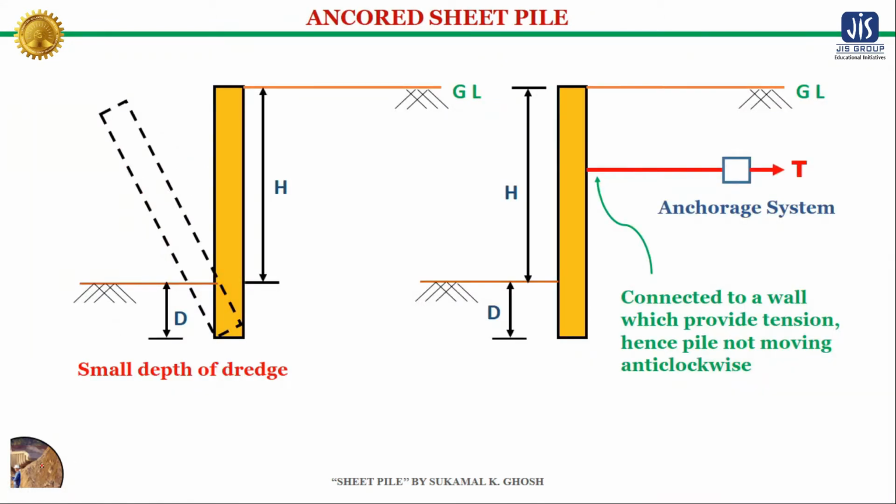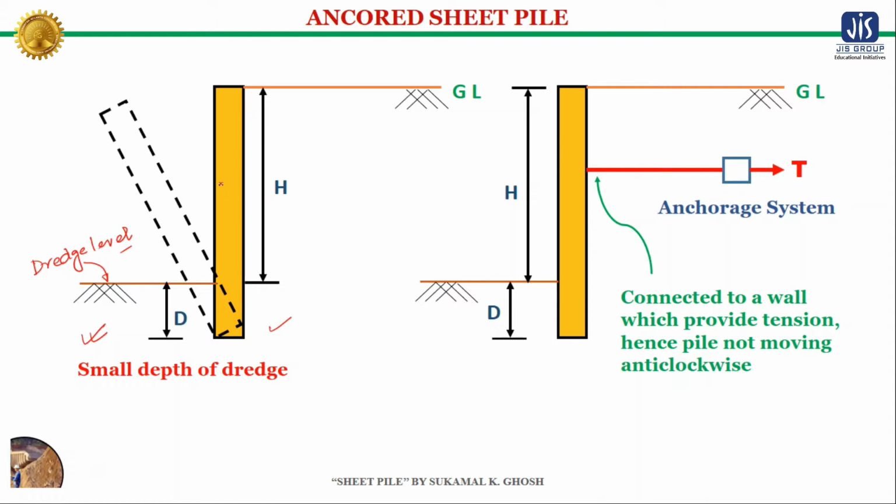Now, sometimes due to some limitations, we may be required to provide a small depth below the dredge level. You can see in this particular figure that we have provided a small depth below the dredge level. This is the dredge level, we know. But when we provide a small depth below the dredge level, like in this figure, there may be a chance that the sheet pile will try to move away from the backfill due to the lateral pressure provided by the backfill soil, as shown in this figure.